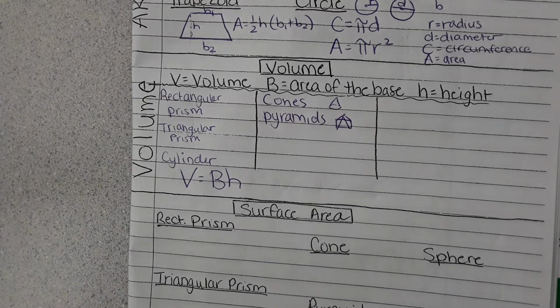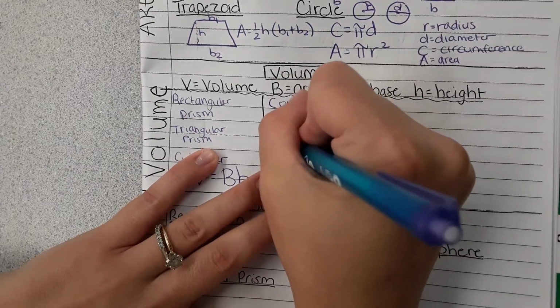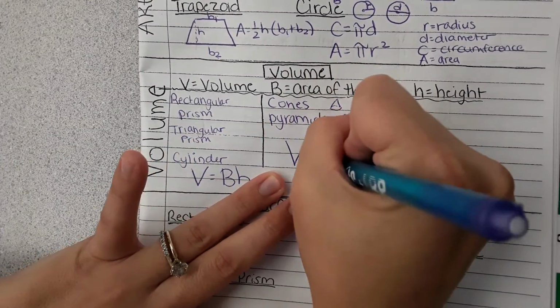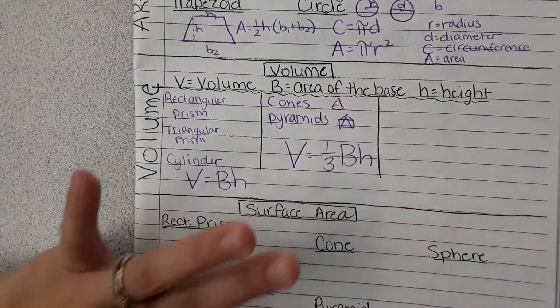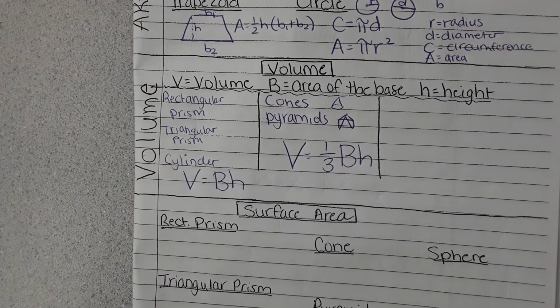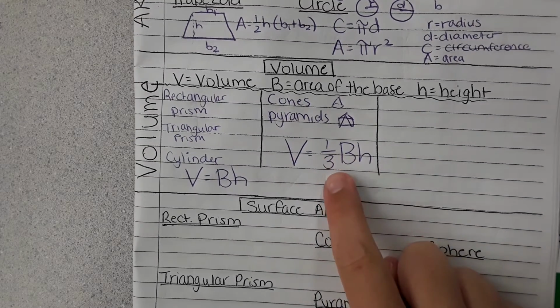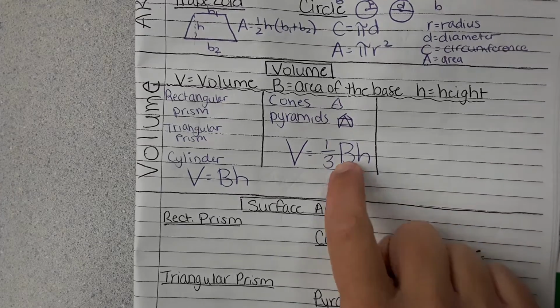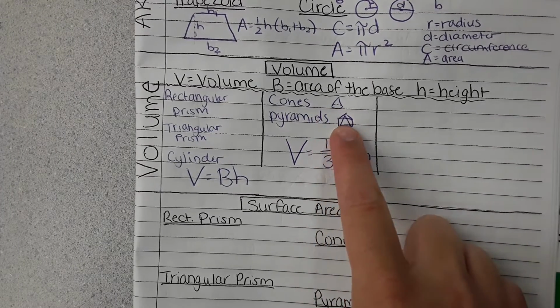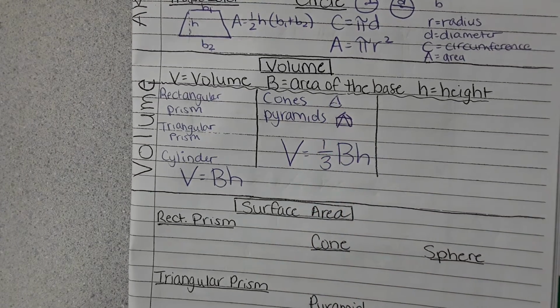The equation for volume of a cone or a pyramid is volume equals 1/3 area of the base times the height. So in these equations, the capital B isn't a specific number until you calculate it. So whatever the base is, for a cone it would be a circle, for a pyramid it might be a square or a triangle, you have to find the area of that base first.